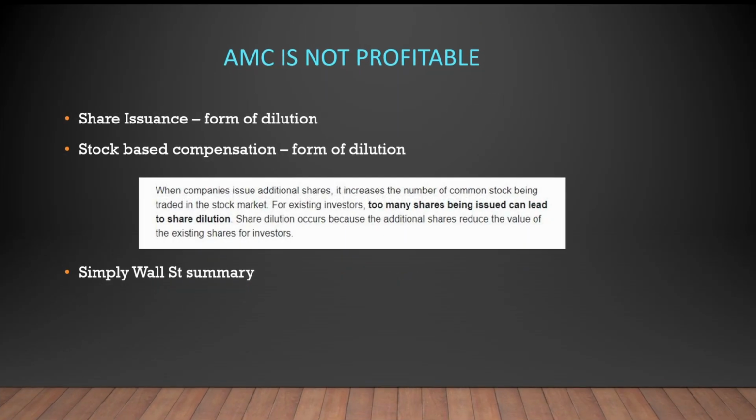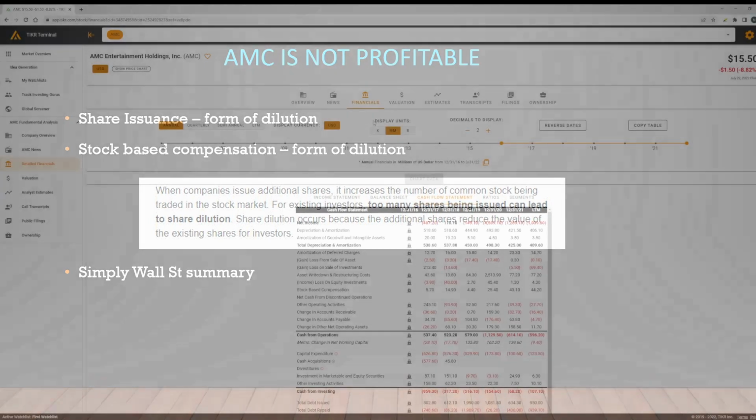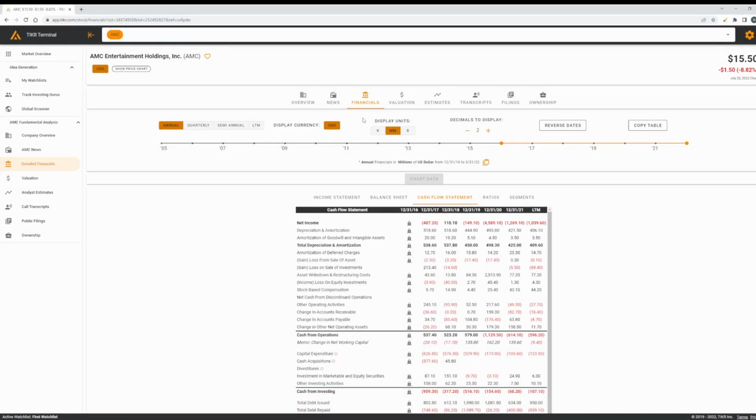So the next bad points that they have is the share issuance, which is another form of dilution, and also their stock-based compensation, which is another form of dilution. So all these are pretty negative, and then what we'll do after that is we'll have a look at the Simply Wall Street summary of the company.